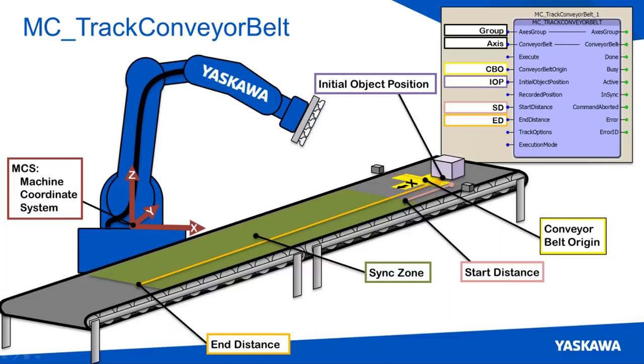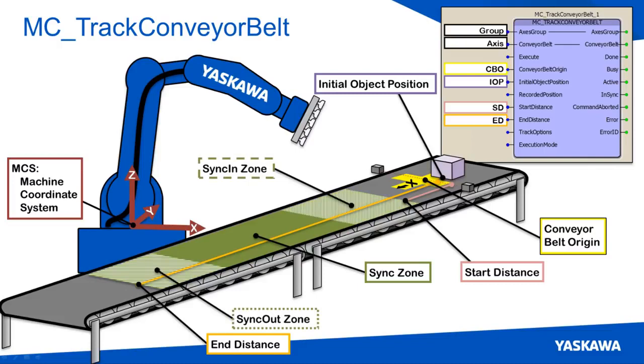This does not tell us everything we need to know about that synchronization, however, because we know that we can't instantly synchronize. So we have to have a defined area where we can begin synchronization and a defined area where synchronization will end. So kind of a sync in zone and a sync out zone. And those are defined in the input to the function block called track options. We're going to talk more about those on the next slide.